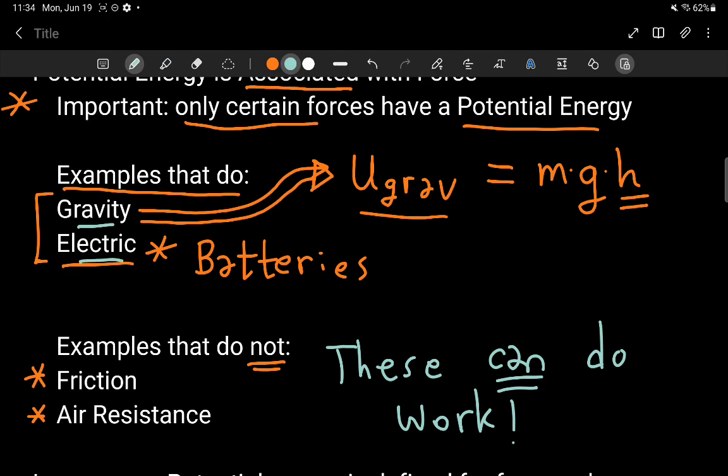It's beyond the scope of this class or this lecture to describe mathematically why gravity and electric forces can have potential energies, but I'm going to try to describe it conceptually next. So why is it that something like gravity can have a potential energy, and why is it that something like friction cannot have a potential energy? So let me tell you what the argument is.